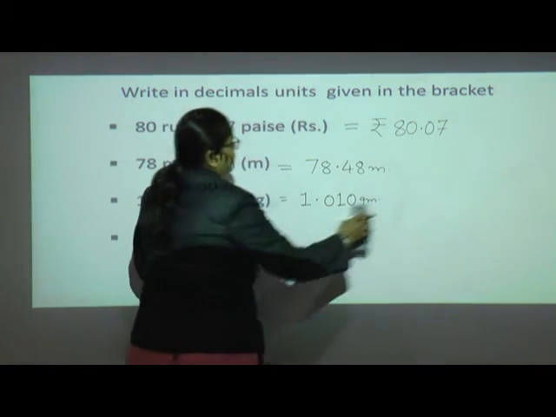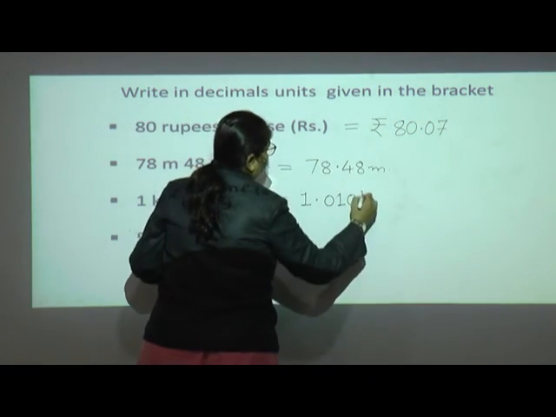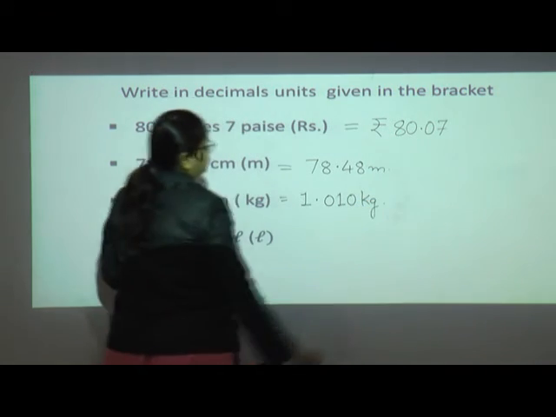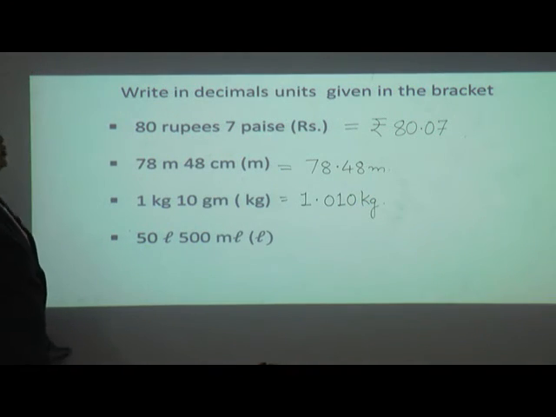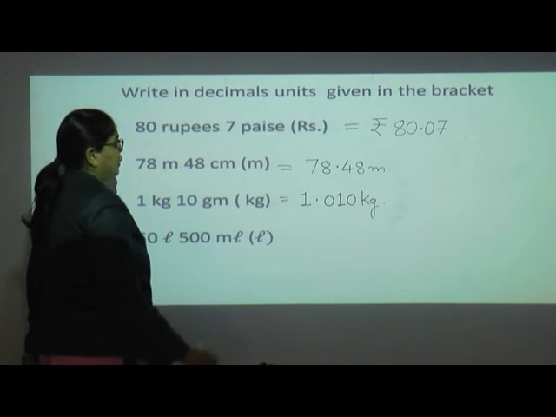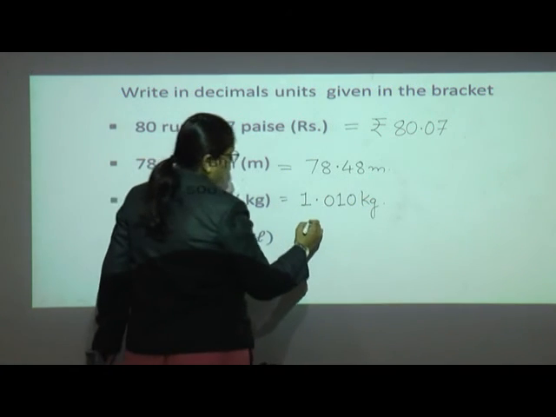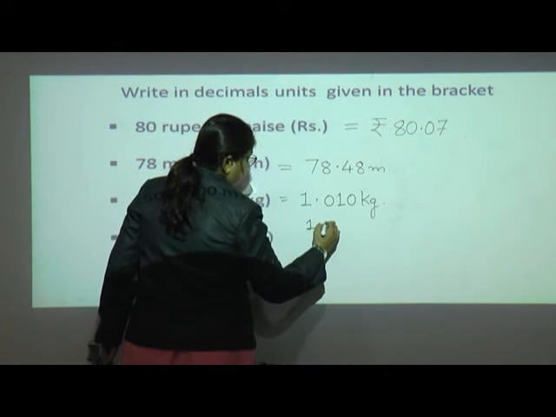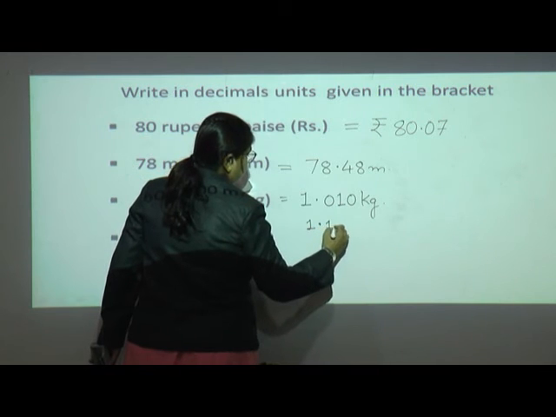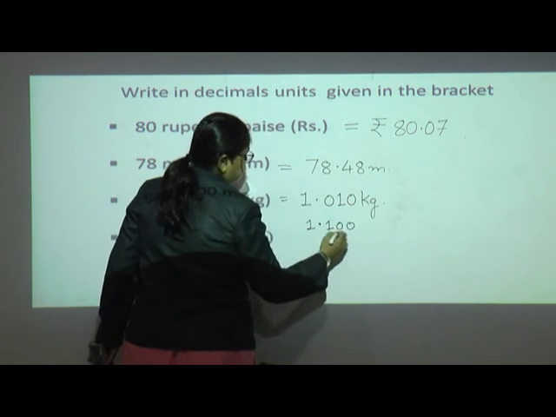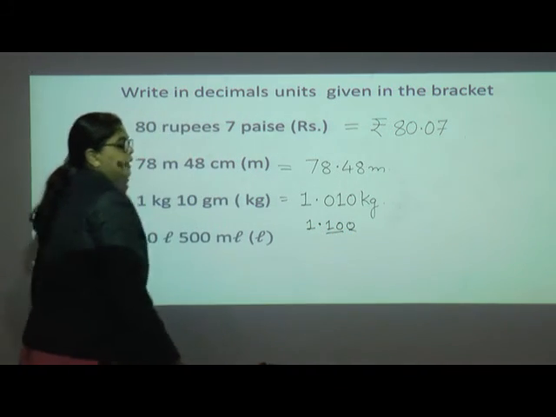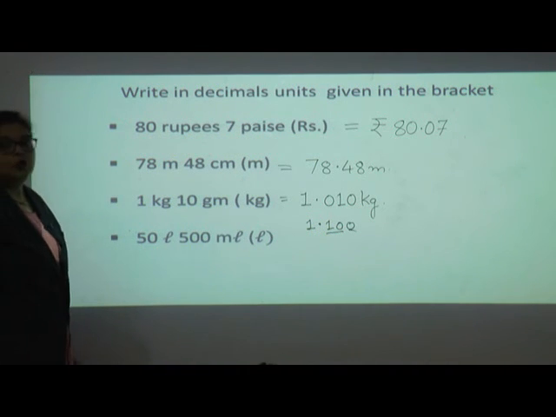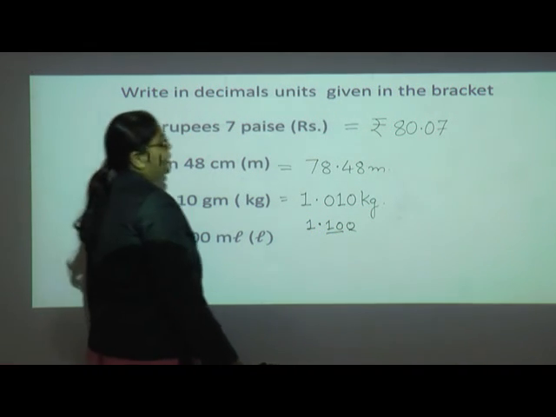Sorry, it is given in kilograms, so we have to write it as kg. So 1.010, that is 10 grams. Suppose I write 1.10. This is my 10 and I put the 0. Is it 10 gram? No, it is 100 gram.